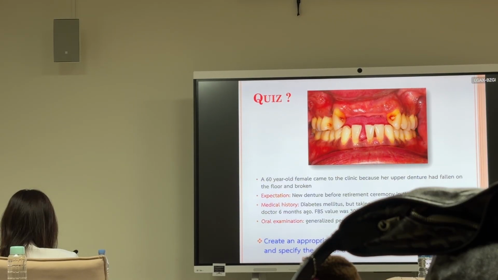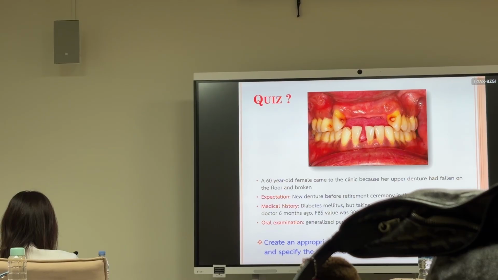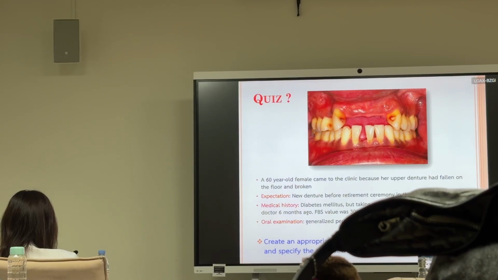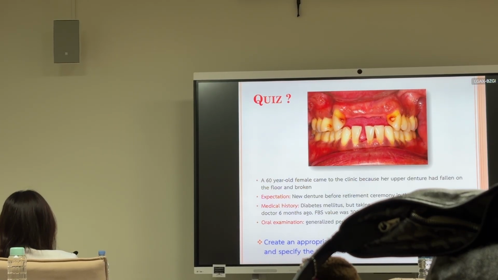Medical history: diabetes mellitus, but taking medication irregularly, last seen a doctor 6 months ago, and we know that the FBS value was 300 milligrams per deciliter. In the oral examination, the space is like in the picture, there is generalized gingivitis, and tooth 1-3 mesial has dental caries. Now decide the best complete treatment plan that is suitable for this patient's situation.